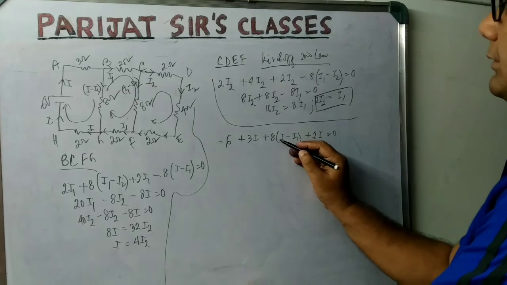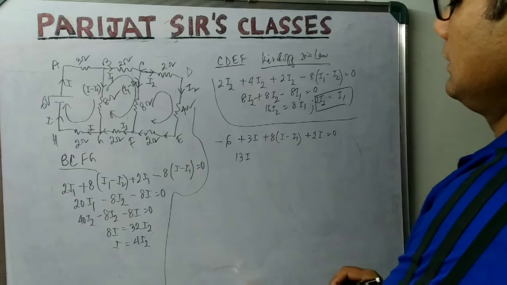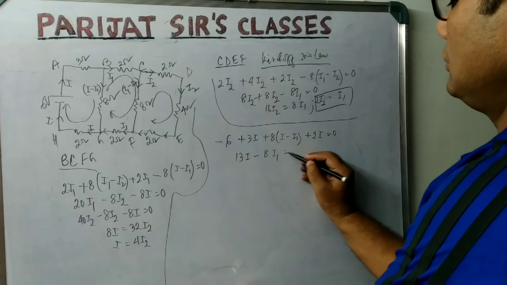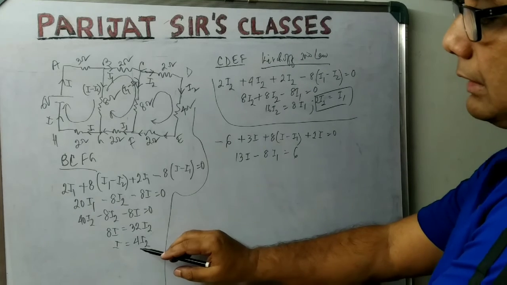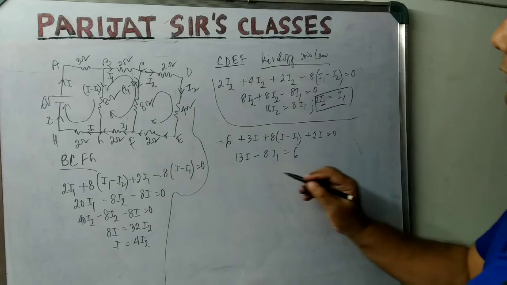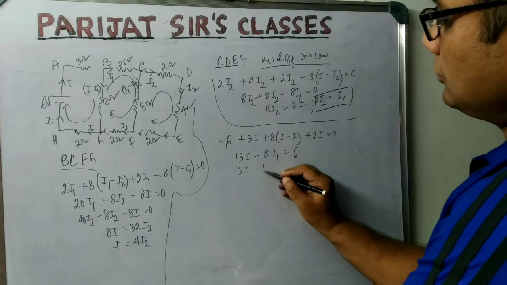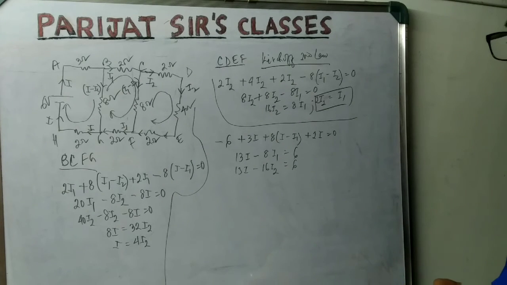So 3I, it is 11I plus 2I, it is 13I minus 8I1 is equal to 6. Now we know that I is equal to 4I2, and I1 is 2I2. So let's put here 13I minus 8I1, with I1 as 2I2, so 16I2 equal to 6.